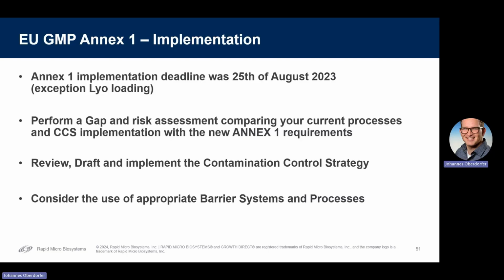And then maybe I have to get back to the point at the beginning where I said you shouldn't run out screaming that we should do X, Y, and Z. If you didn't perform a gap assessment and a risk assessment, then this is your moment to run out and scream and shout. Review, draft, implement the CCS, and consider the use of appropriate barrier systems and processes. So really rethink your assessments, rethink your EM program, start with your contamination control strategy, look through Annex 1, look into what it emphasizes, take the big chunks, split them apart, go into these details.